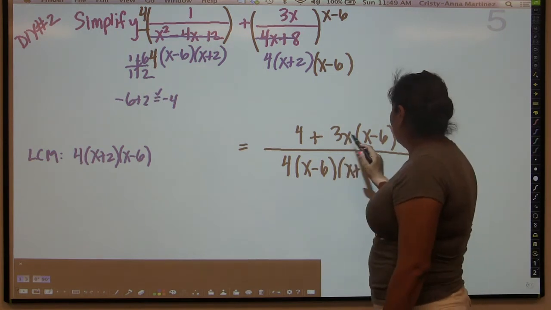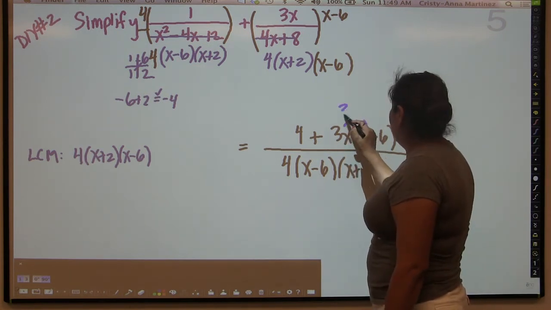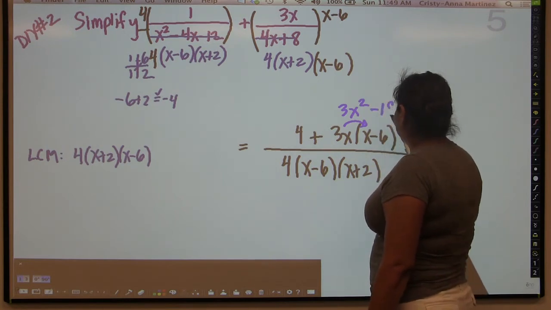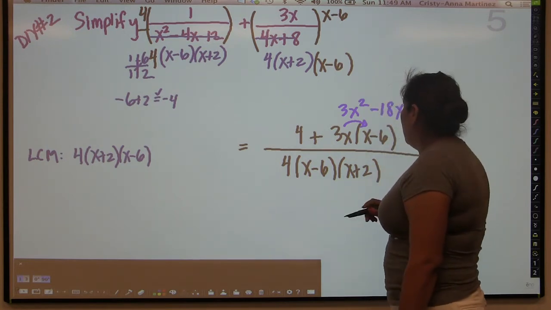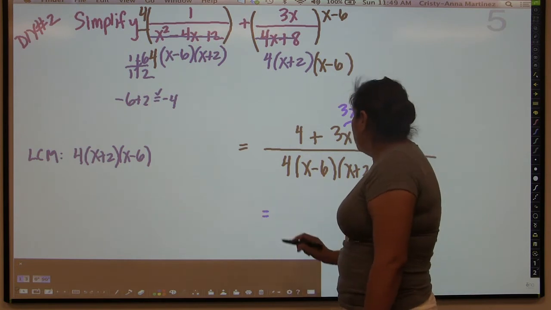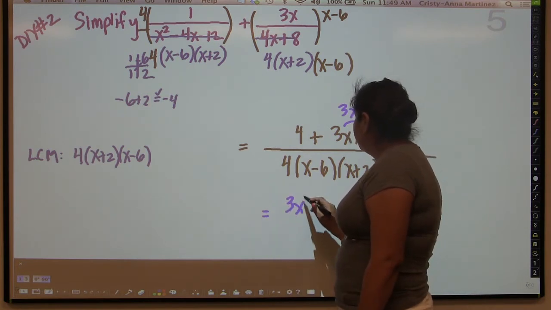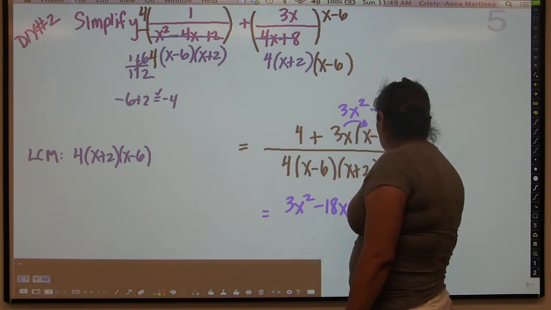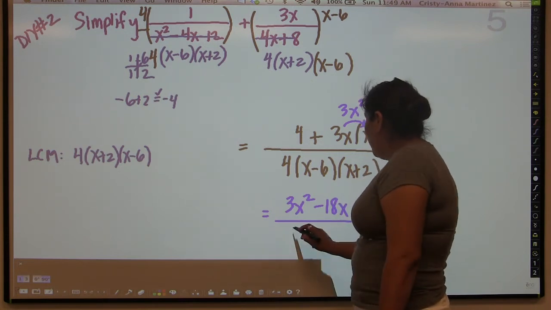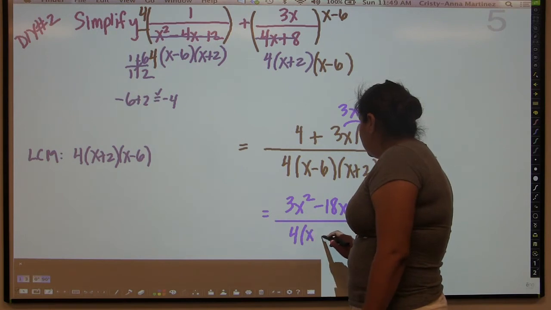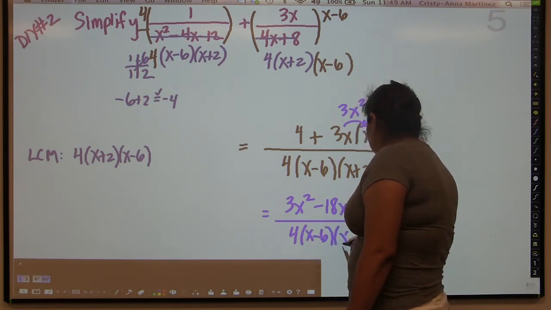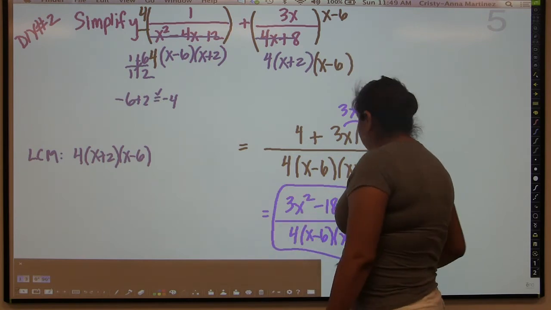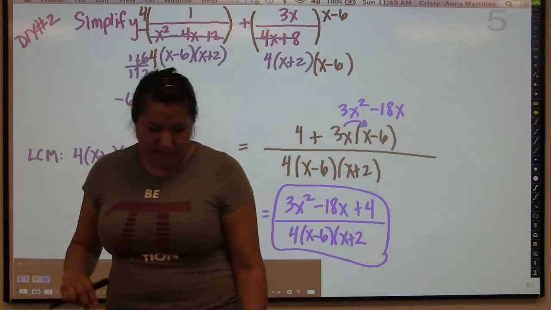And then our last step is just to simplify our answer. So we're going to get 3x times x is 3x squared, and 3x times negative 6 is negative 18x. So on the top, if we write this in standard form, we're going to get 3x squared minus 18x plus 4 on the top. On the bottom, you have 4 times x minus 6 times x plus 2 as your answer for that do-it-yourself question.